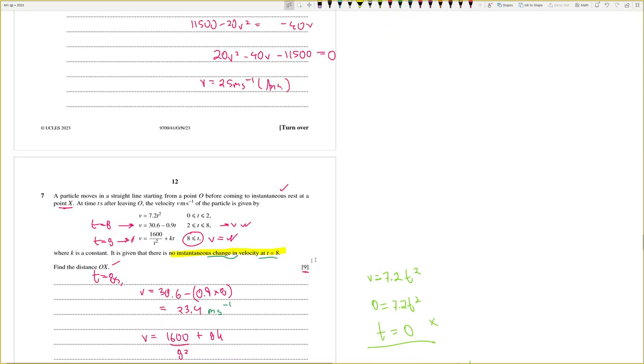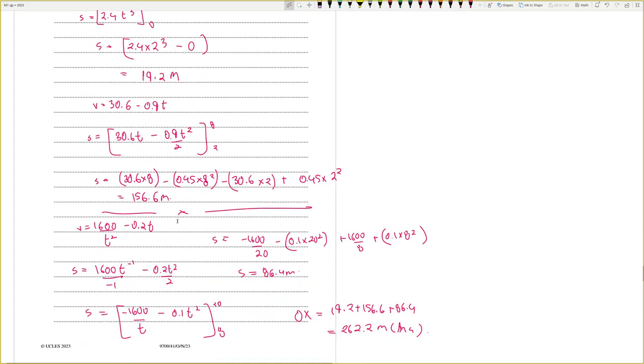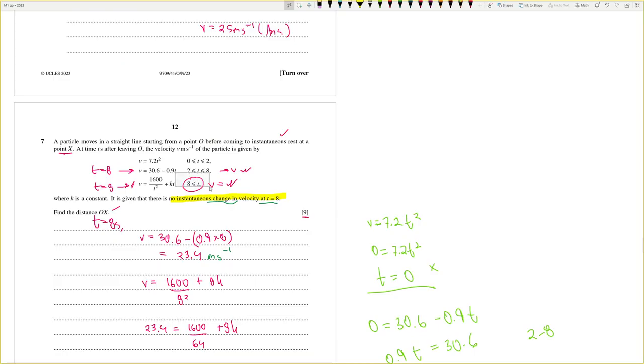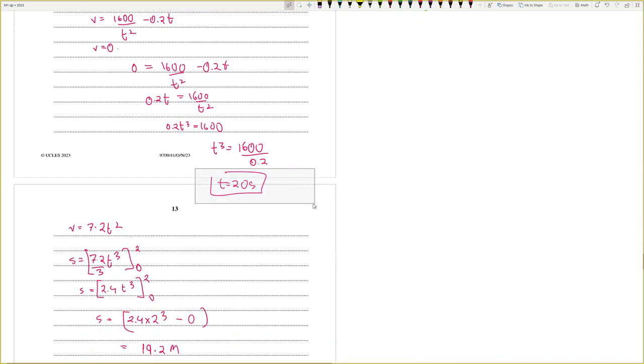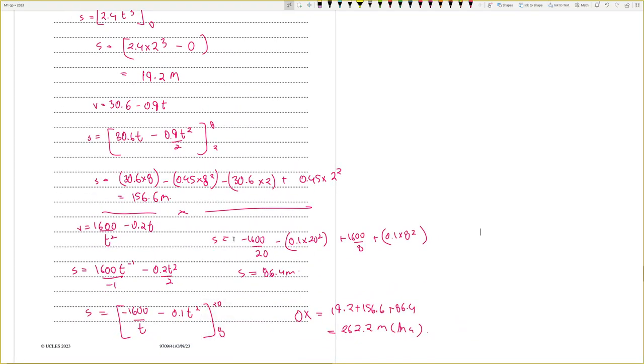And finally, for the last phase, you integrate this, which is 1600 t to the power minus 1 divided by minus 1, and minus 0.2 t square by 2. The power was initially minus 2, right? So it's 1600 t to the power minus 1 by minus 1, minus 0.1 t square. And the limits are important. The start will be 8, but the end will be 20 seconds because that's when our particle stops moving. So the limits are 20 and 8. If you solve this properly, you get an answer of 86.4.